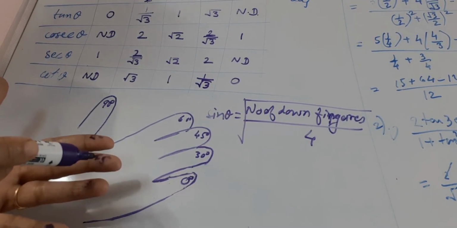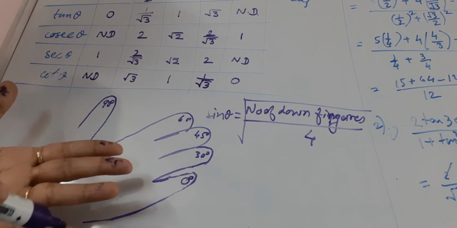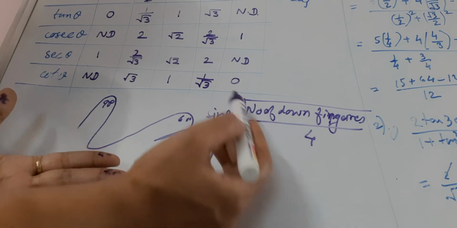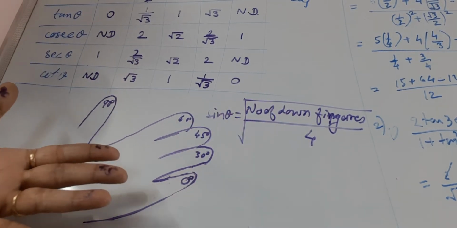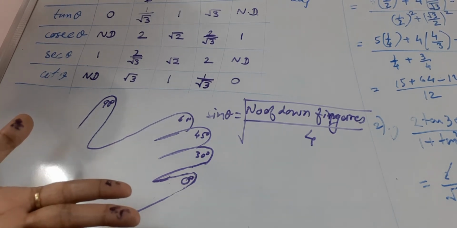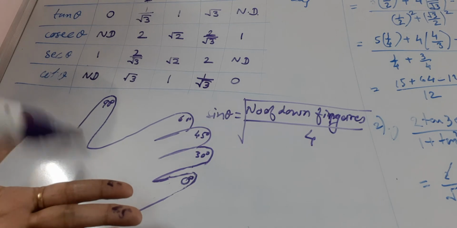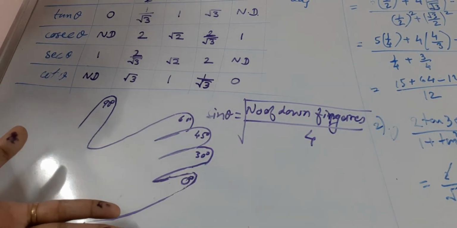For example, if you want to find sine 45, how many fingers are down to it? That is 2, divided by 4, and square root. So that value will be equal to 1 by root 2. If you want to find sine 90, how many fingers are below it? That is 4. 4 divided by 4, and square root. So that way also you can use it.